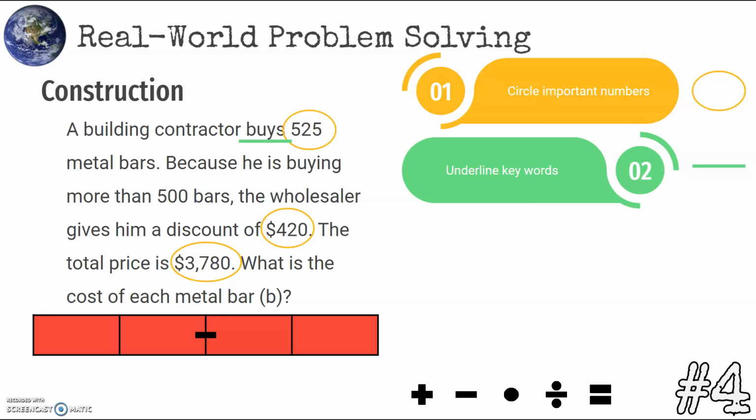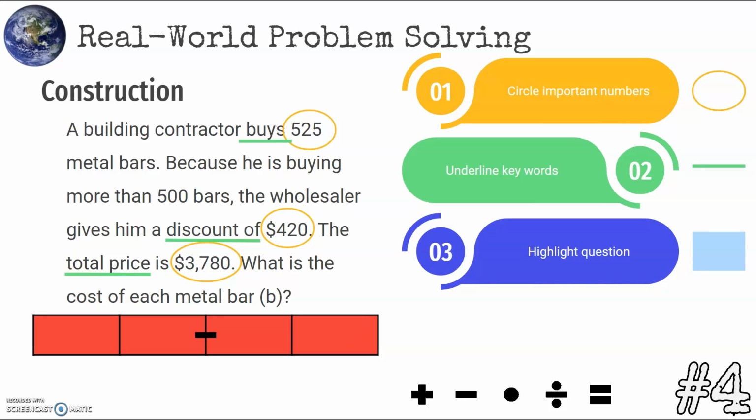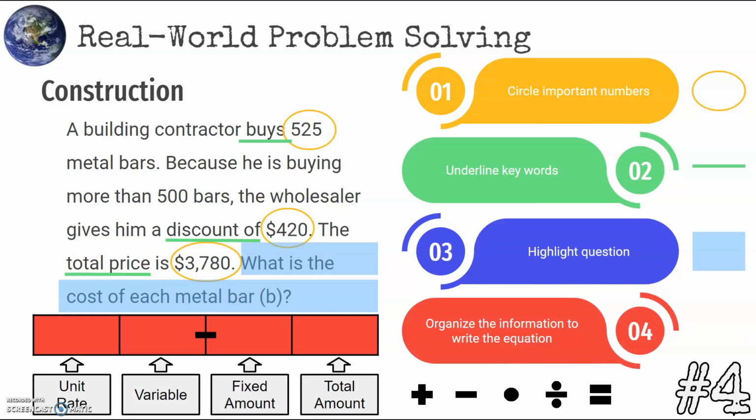He's buying these. This is how much he's buying, the 525. We get a discount of 420. That's how much we're paying for. Then we get that total price. We then want to highlight the question, what is the cost of each metal bar? So now we're going to look at our unit rate. We're going to look for our variable, the fixed amount, and the total amount.